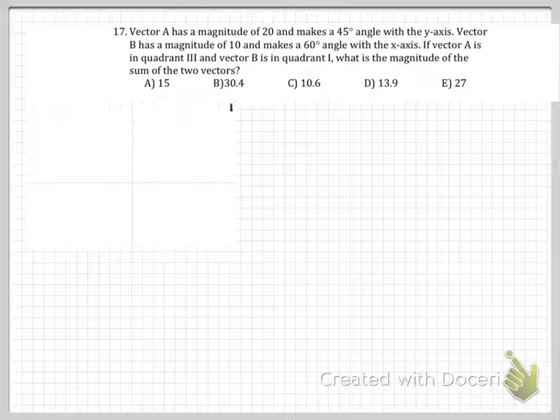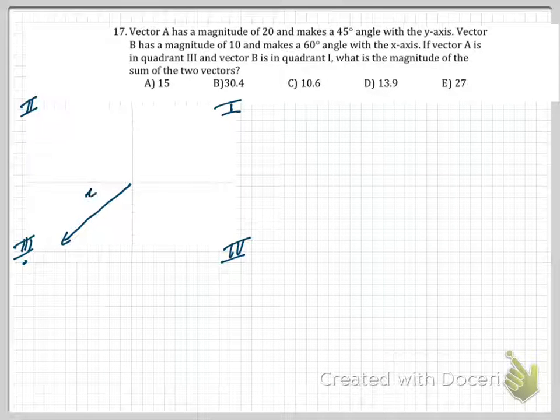So let's get our quadrants numbered. And vector A is in quadrant 3, and it makes a 45-degree angle with the y-axis. So it's 45 here. And so this is A, and that equals 20.